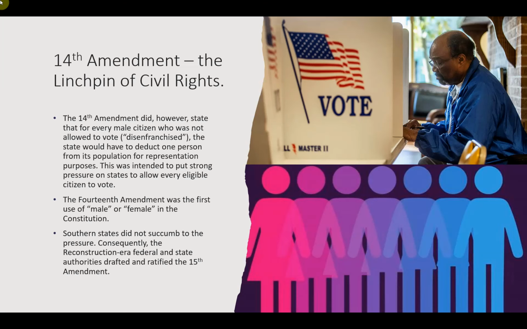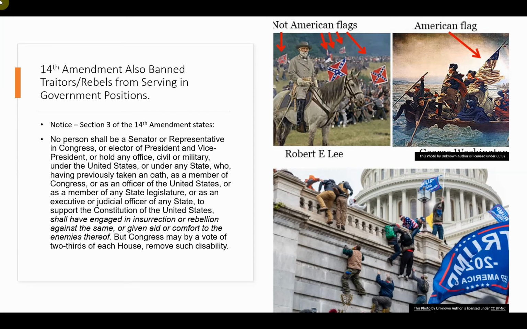So this was intended to put very strong pressure on states to allow every eligible citizen to vote. The 14th Amendment was the first use of male or female anywhere in the Constitution. The southern states, however, did not succumb to the pressure. Consequently, the Reconstruction era federal and state authorities drafted and ratified the 15th Amendment. The 14th Amendment also banned traitors/rebels from serving in government positions.